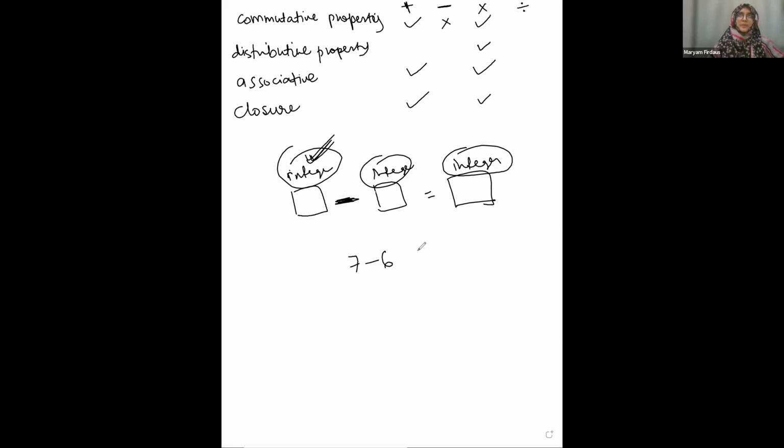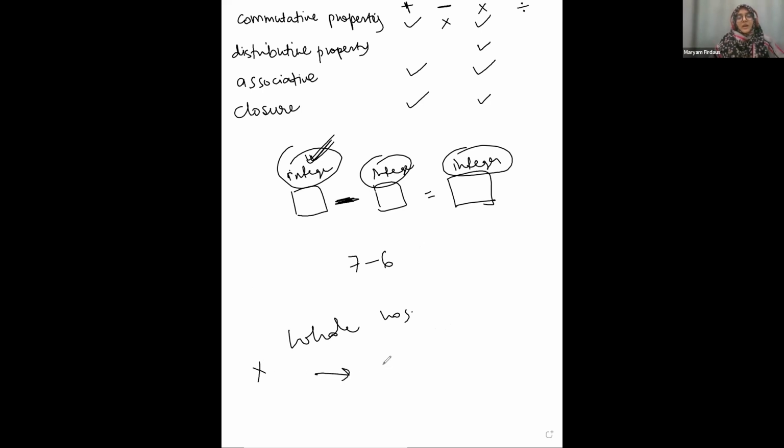Just recall whole numbers. When we were talking about whole numbers, we didn't know about integers yet, like back in 6th grade. At that time we said that the closure property holds for addition of whole numbers.